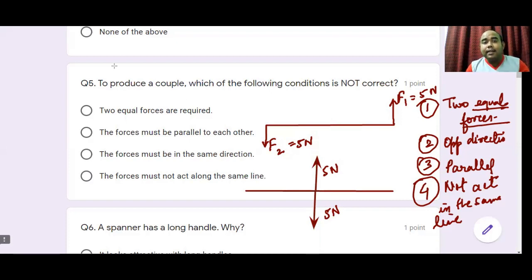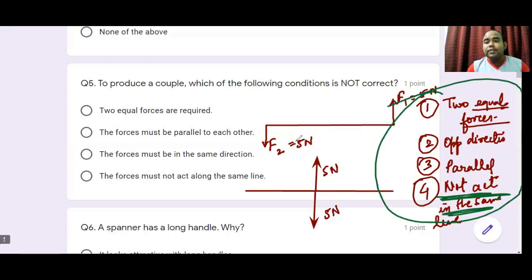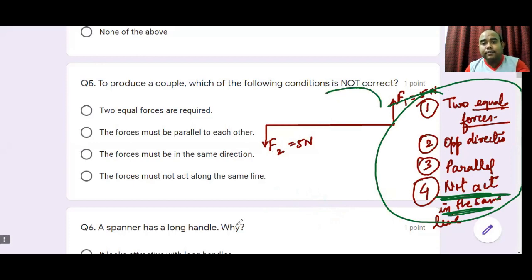तो couple तब होगा when they will not act in the same line. This is a necessary condition. ये चार conditions अगर होते हैं तो तुम्हारा couple बन रहा है. तो couple of forces से ही body rotate करेगा. You see this body will rotate only when a couple is formed.